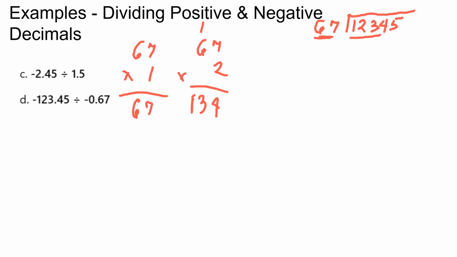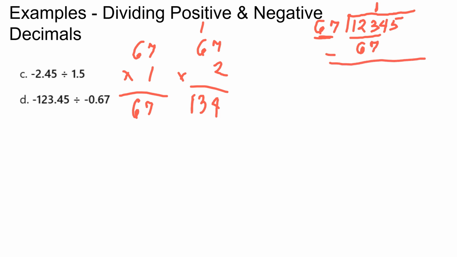So that means I have only one 67, because the question is how many 67s are there in 123. I cannot have two, because otherwise it will exceed. When I multiply 67 by 2, I have 134, so it has already exceeded 123. Makes sense, right? So 1 times 67 will now become 67.